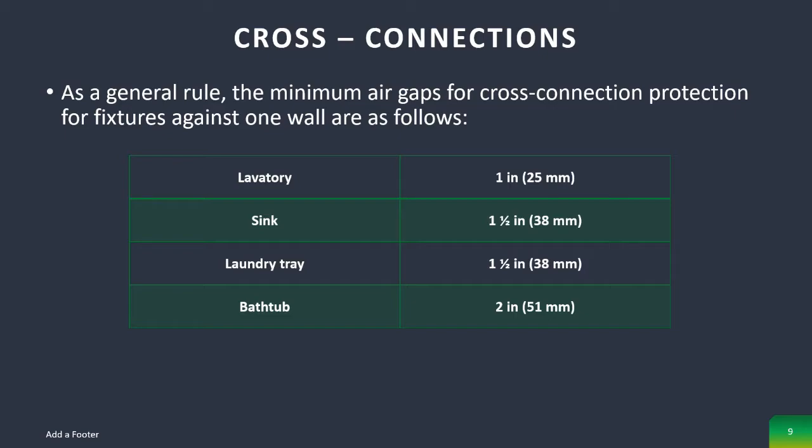As a general rule, the minimum air gaps for cross-connection protection for fixtures against one wall are as follows. So this is measured from the opening of the faucet to the flood level rim. For lavatory, 1 inch. For sink, 1.5 inch, and the same as the laundry tray, 1.5 inch, and in bathtub, 2 inch.